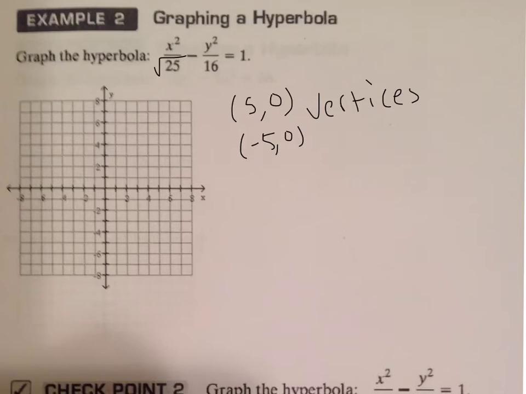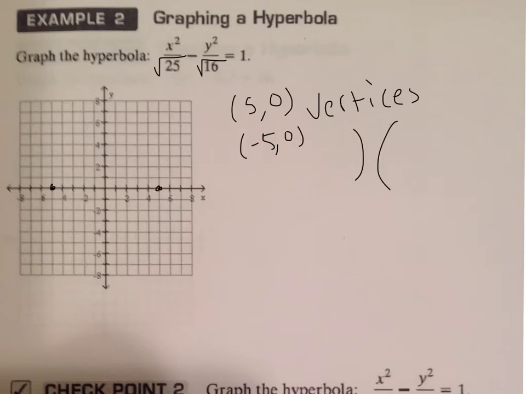So 5, 0, we can start plotting them. -5, 0. Oops, that's 6. 5, 0, -5, 0. So we know we're going to have a horizontal one because the hyperbola will go through our vertices, so it's going to be a horizontal. It'll look like this. But we also want to make that box for the asymptotes.